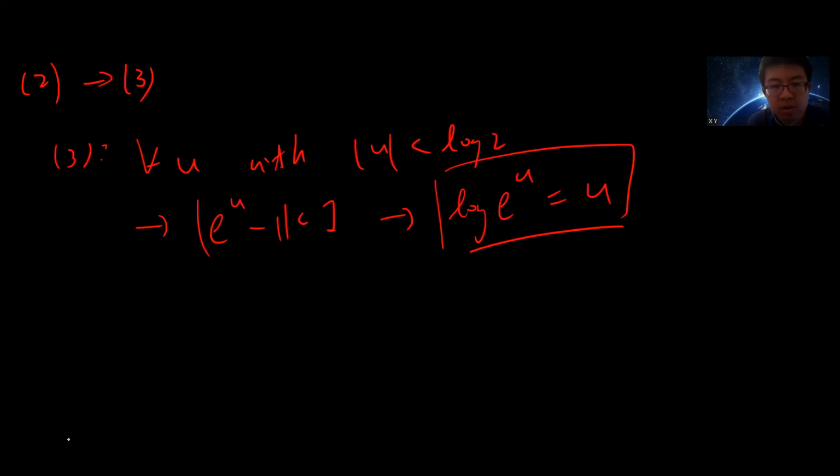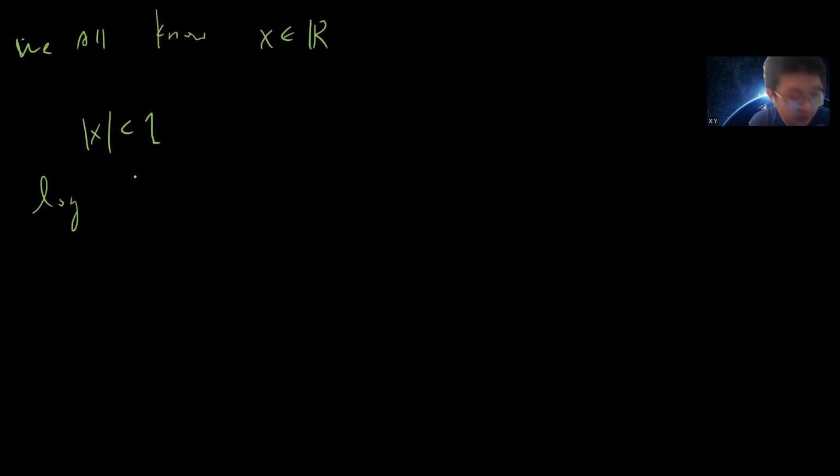Let me quickly give the idea. We all know from calculus, as I say x belongs to R, that for absolute value of x less than 1, we always have this.